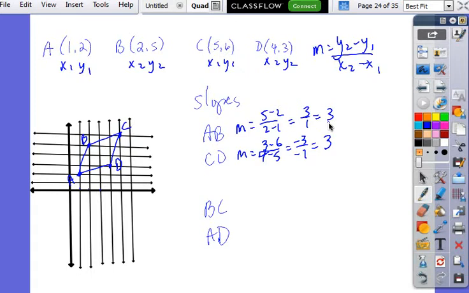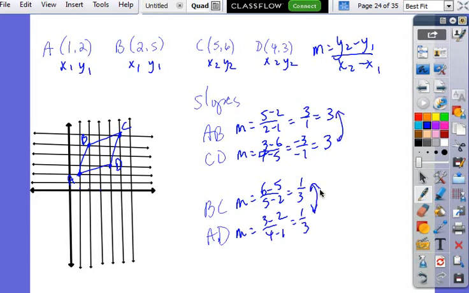Go down to BC. So now B is my 1s, and C is my 2. 6 minus 5, 5 minus 2 is 1 over 3. And then AD, 3 minus 2, 4 minus 1, 1/3. If these two things match and those two things match, what does that mean? Square.